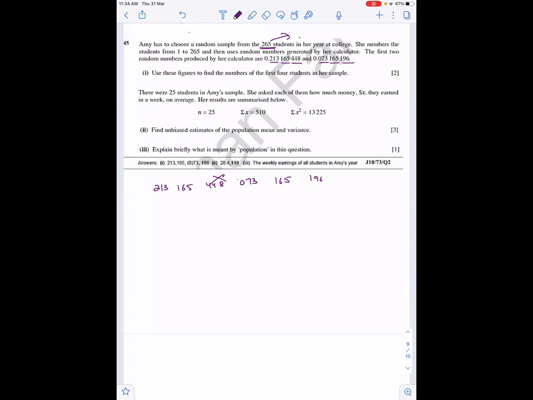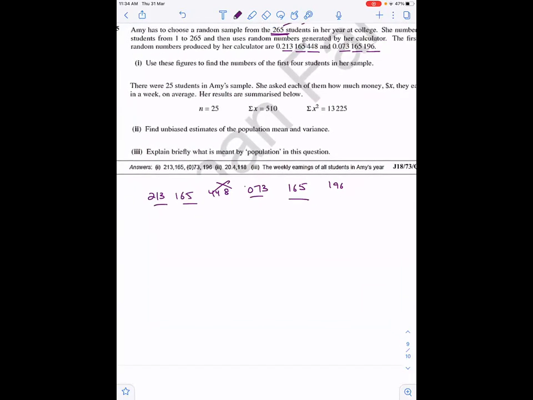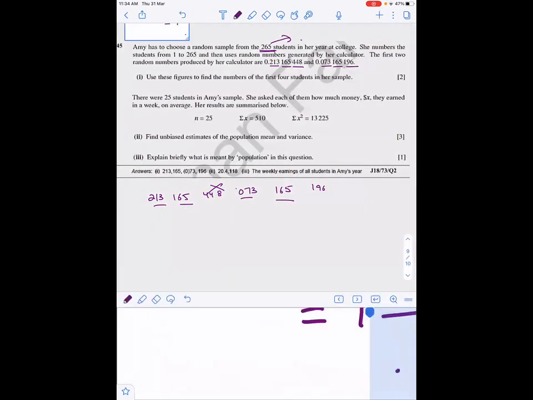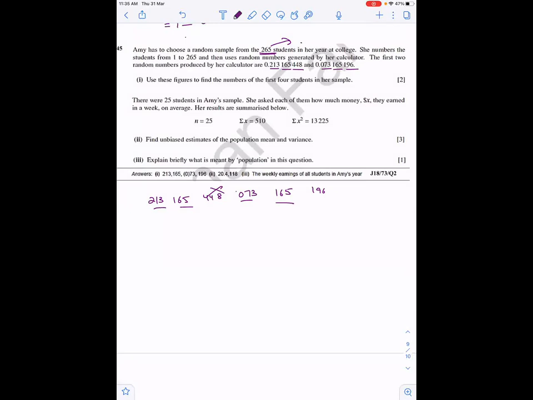You have to select how many did they say? The first four. So 1, 2, 3, 4. So you have to take these four only. 165 is a repetition, so you don't have to take it. You always list down the numbers and then you just cancel out the repetitions plus the ones which are beyond the scope.